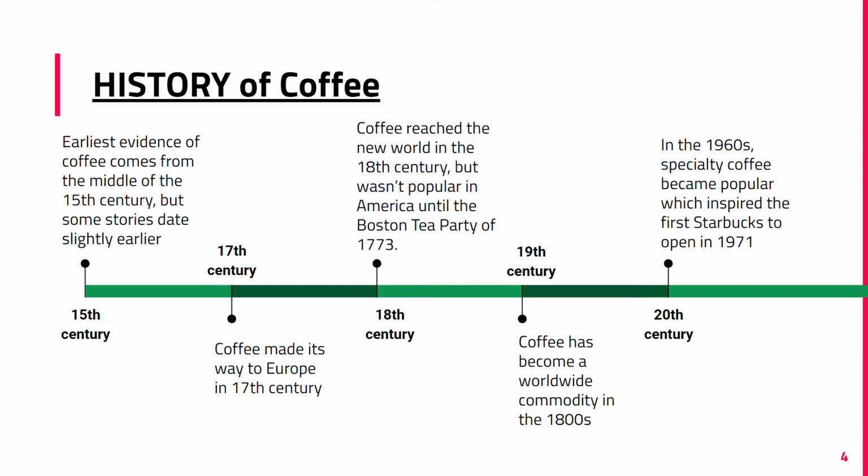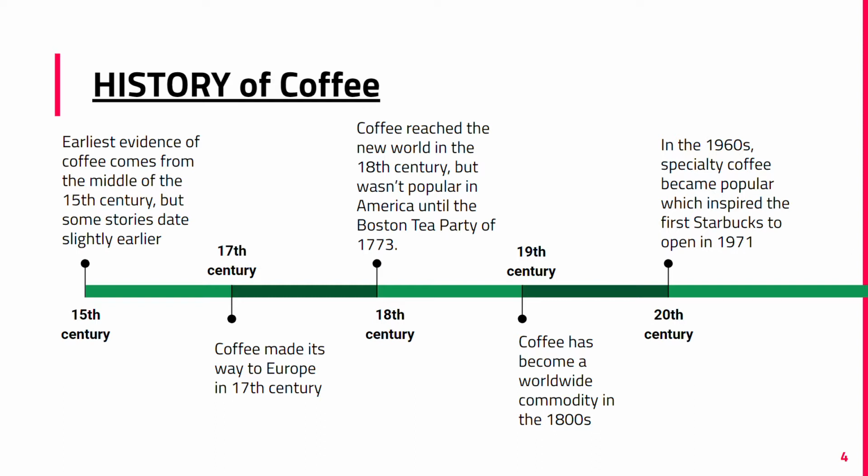Now, in the 17th century, European travelers to the Near East brought back stories of an unusual dark beverage, and coffee had made its way to Europe and was becoming popular across the continent. In the 18th century, coffee plants reached the New World, and though the drink wasn't really popular in America until the Boston Tea Party of 1773, making the switch from tea to coffee became something of a patriotic duty. The Civil War and other conflicts that followed also helped to increase coffee consumption, as soldiers relied on the caffeine for a boost of energy.